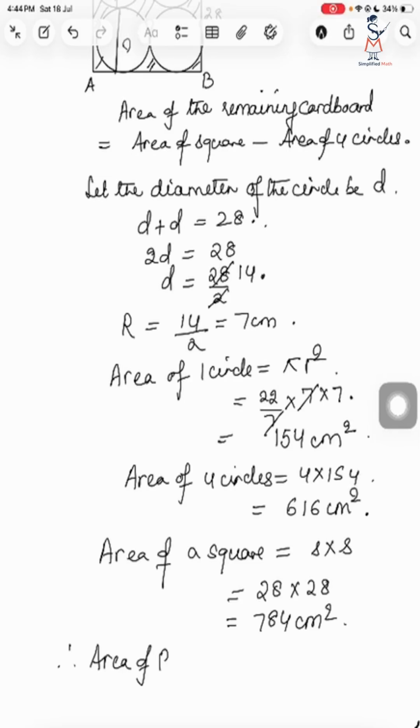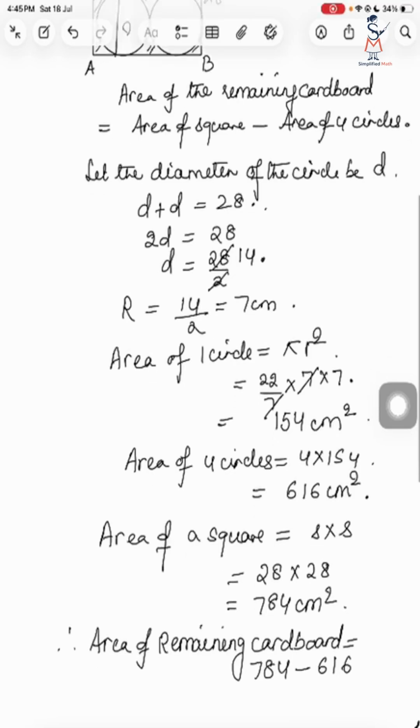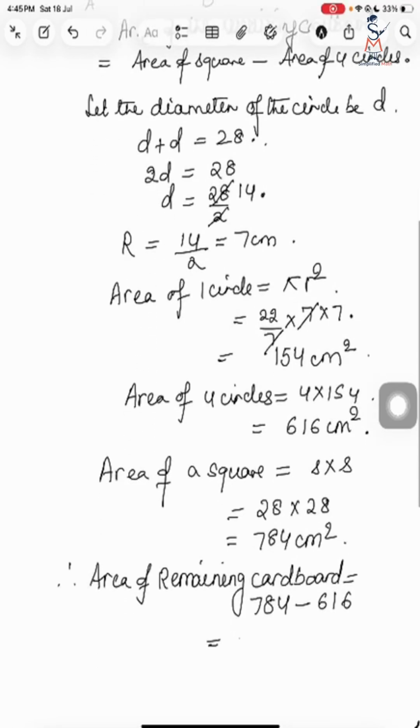So therefore the area of remaining cardboard, which you have to find out, remaining cardboard is equal to area of the square minus area of the 4 circles, that is 784 minus 616, that comes out as 168, and it is area, so it will be centimeter square, which is the required answer.